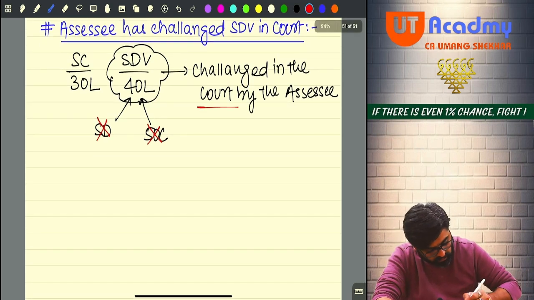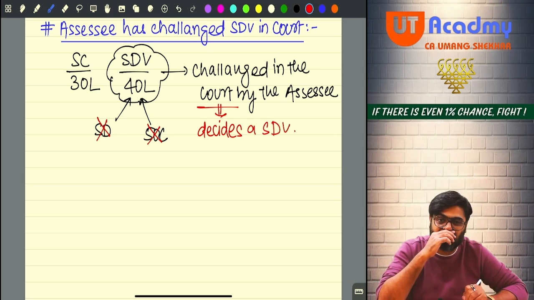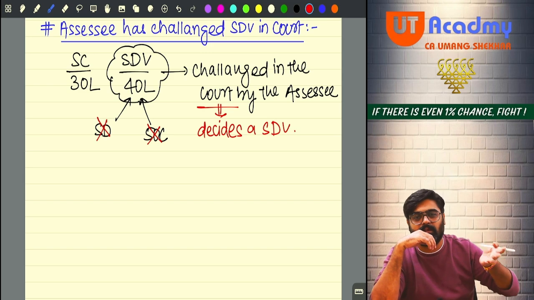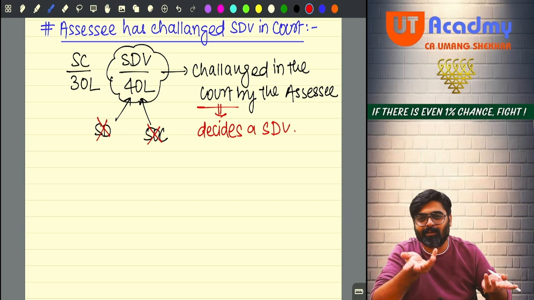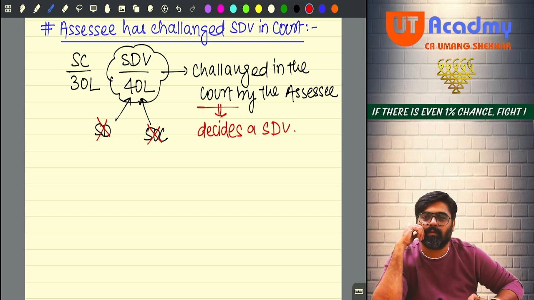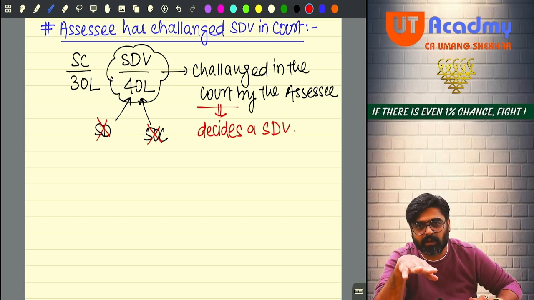Now court will decide stamp duty value. Now whatever stamp duty value the court will decide, will you accept it? You will have to. Even the registrar will accept that. And if you both accept that, we will also accept that stamp duty value. Okay, now tell me how much stamp duty value the court can determine. Can it be higher than 40? Yes. Can it be equal to 40? Yes. Can it be lower than 40?